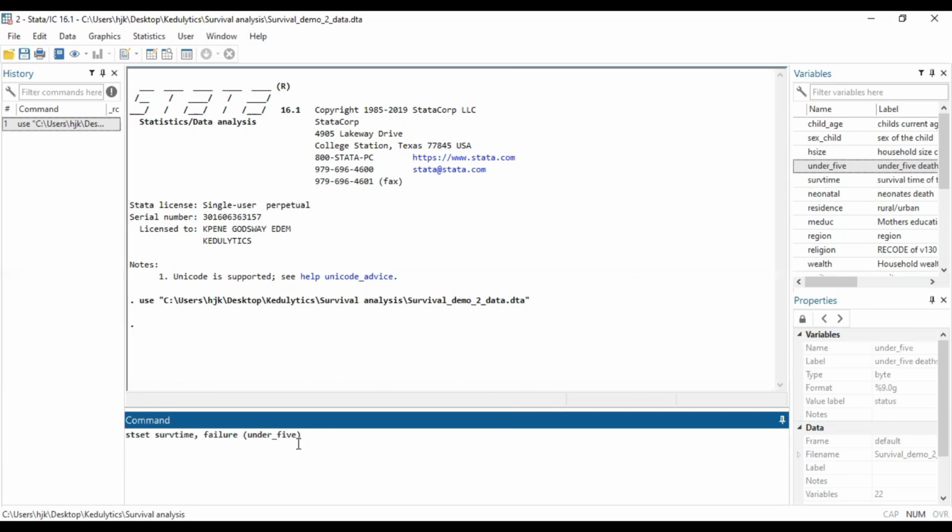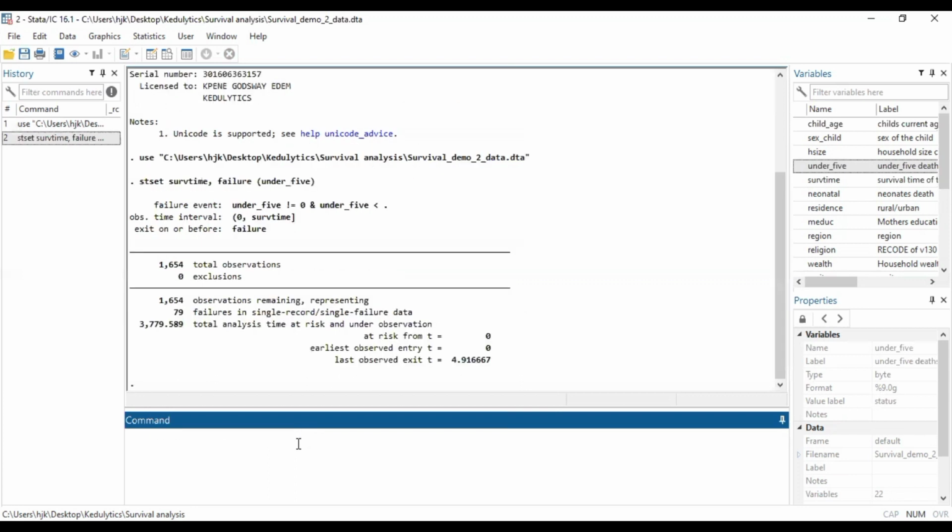So we are going to try to draw a Kaplan-Meier curve around this and see how interpretation can be done. So with this, we have set it, and it tells us we have 1,654 observations, and the total person years is 3,779.589. Now our interest is to draw the Kaplan-Meier curve.